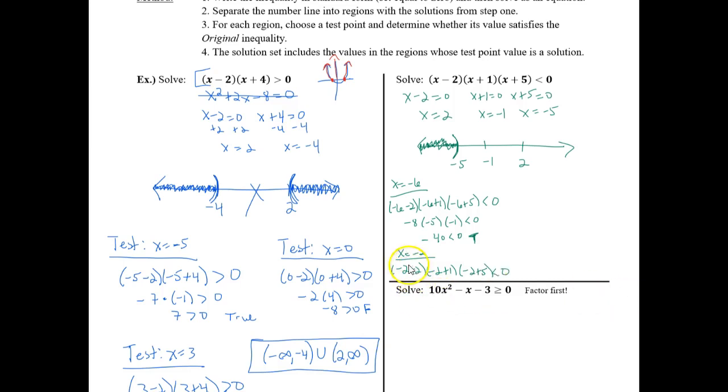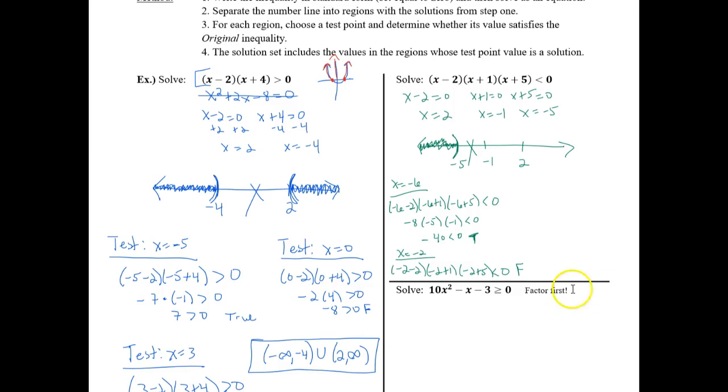Alright, I would end up with -4 times a -1, which is +4, times 3, which will be +12. So is +12 less than 0? That's going to be false. So that's not part of our solution set.